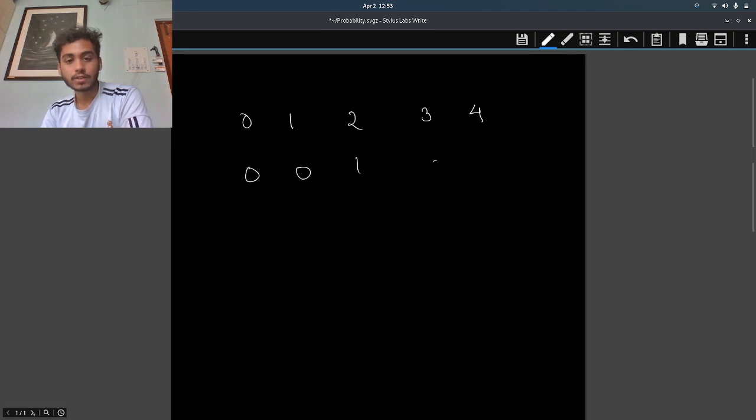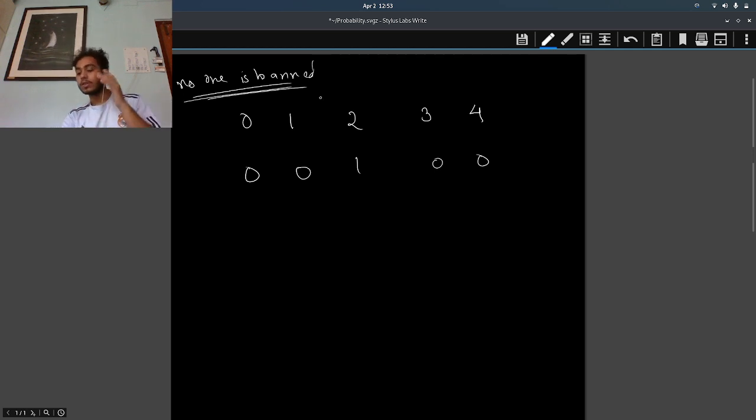Okay, no issues. So let's say that we have this array 0 1 2 3 4, like this is the index, and we have 1 in this position. No one is banned right now, there is nothing banned till now. We are solving the question for a normal array. Let's say k is equal to 3 in this case.